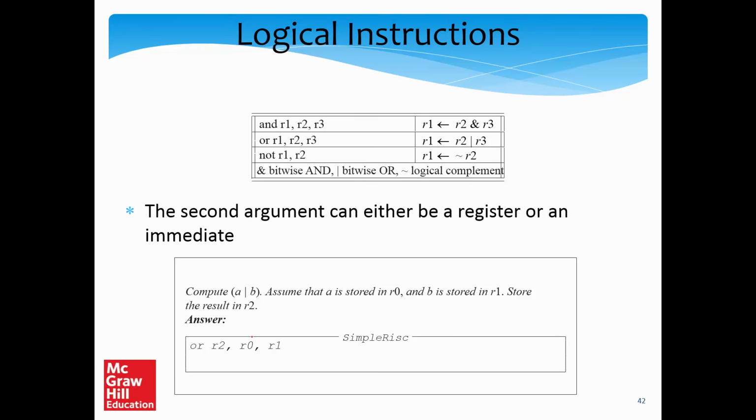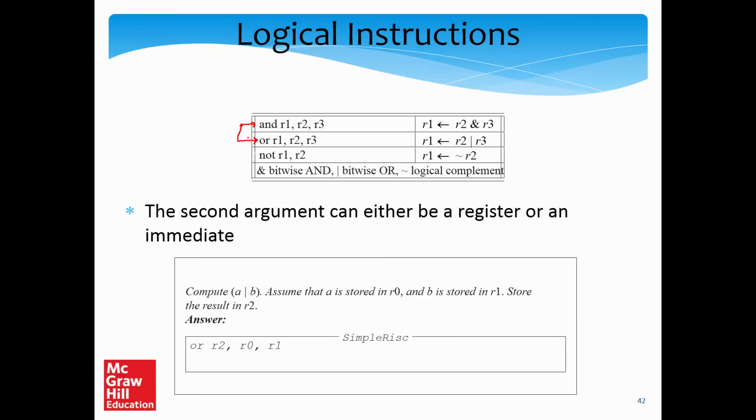Now let's move ahead in our journey of introducing instructions and introduce 3 more. These are logical instructions which compute a bitwise AND or an OR or a NOT. So let's look at some of these. The AND and OR operations are exactly in the same vein in the 3-address format as the add, subtract, multiply operations. So in this case, the first two operands have to be registers, and the third operand has to be either a register or an immediate.